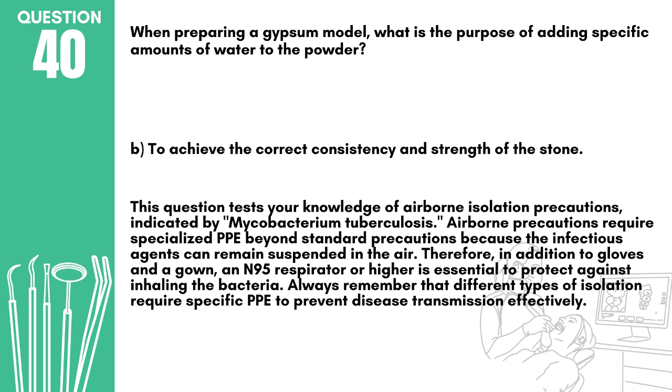Adding the precise, recommended amount of water to gypsum powder is critical for achieving the ideal consistency for pouring, as well as ensuring the final model has optimal strength, hardness, and dimensional accuracy. Too much water makes it weak, too little makes it too thick to pour properly. It primarily impacts consistency and strength, not color, or significantly altering setting or working time beyond recommended ranges.